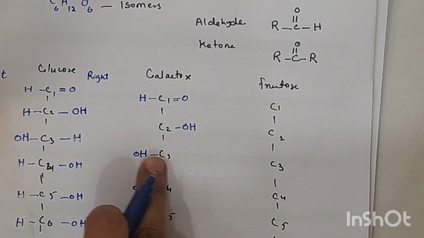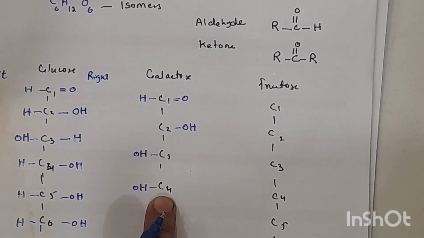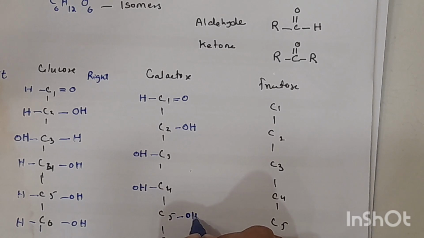For carbon number 3, the hydroxyl group is present on the left side. For carbon number 4, the hydroxyl group is present on the left side. For carbon number 5, we will write its hydroxyl here. The hydroxyl will be right here.